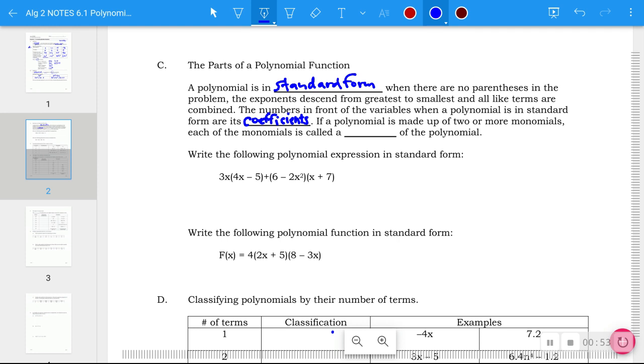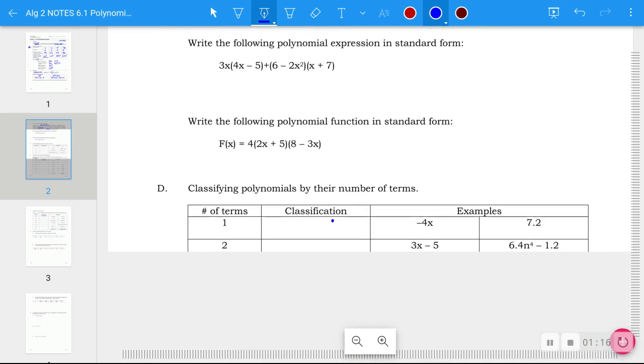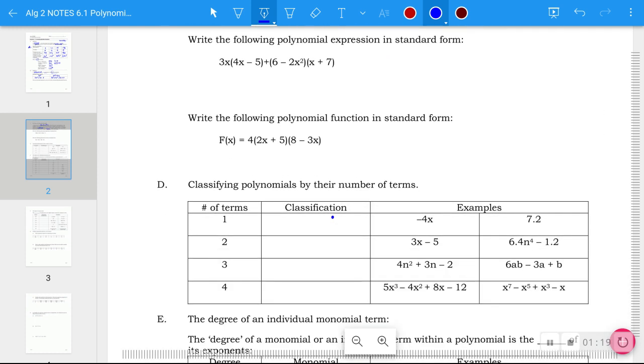Coefficients. Spell it correctly. And if you got several terms in the polynomial, then each of those monomials, if you got several monomials, then they're called terms. So a single monomial inside a bigger polynomial is called a term. All right, so we're going to get practice on two problems where we got to put it in standard form.